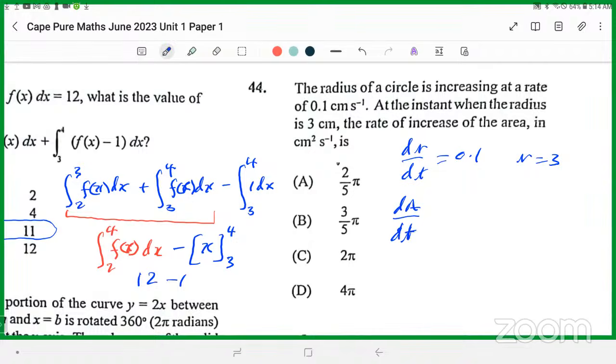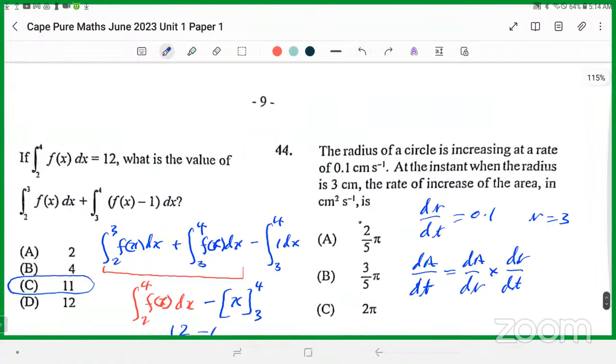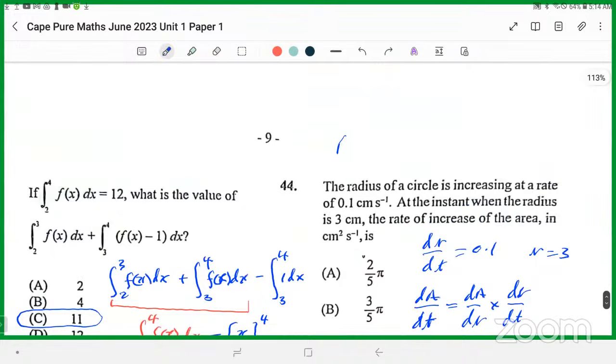Connect the rates of change again. It becomes the product of 2 rates of change. dA goes on top of the first one here. dt goes on the denominator of the second one. The third variable is r. dr goes here, dr goes there. We need to find dA by dr. We're going to get that from the formula for the area of a circle. Area of a circle is just pi r squared. So it means then that dA by dr is 2 pi r.